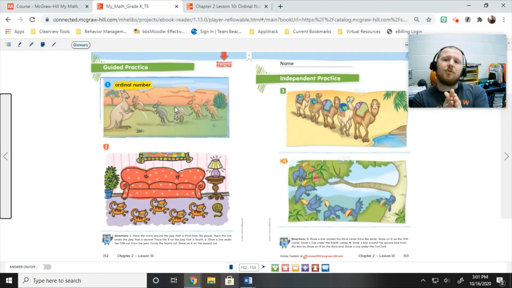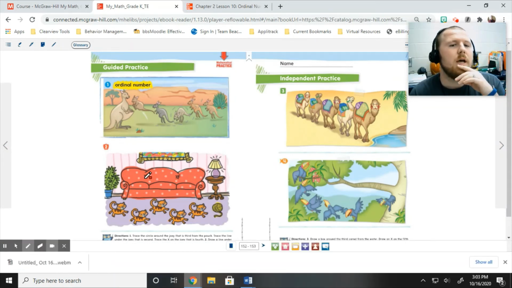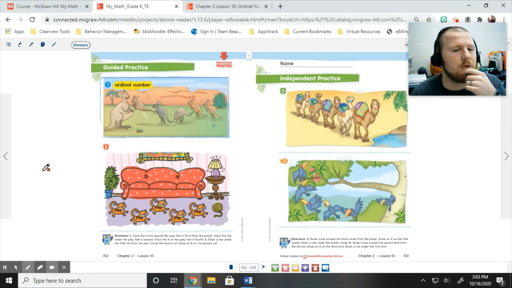Okay, now we're going to move on to some of the practice. Now, I'm not going to do both of these pages for you, but I will do this page with the kangaroos and the cats. So they're asking very specific questions, and they're going to do the same thing for numbers 3 and 4 too. So pay close attention because this is the last thing I'm helping you with, all right? Okay, so for the kangaroos, we're going to look down at the bottom. It gives us our directions, and it says, trace a circle around the joey that is third. So how do we get there?